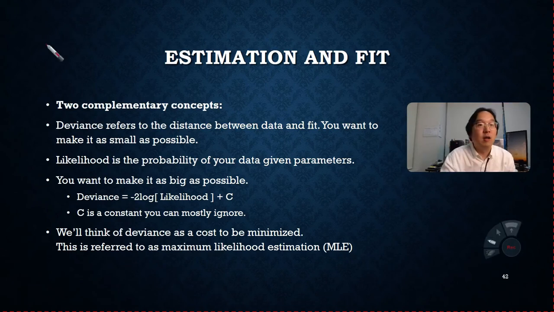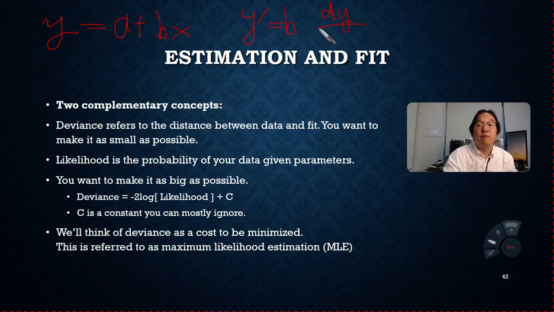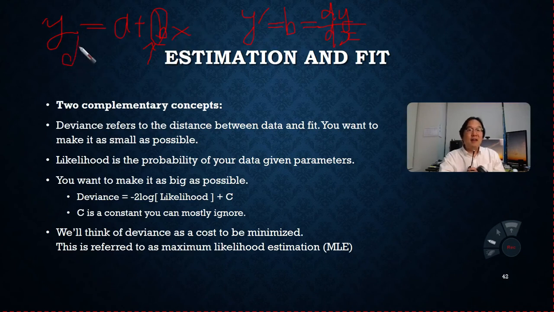Let me write it down over here. y is equal to a plus bx, and y prime is b, because we take the derivative of y with respect to x. That was b, the slope. That was the conventional perspective, looking at x only. But the funny thing in the likelihood is: look at beta, forget about x for now, and take the derivative with respect to b.